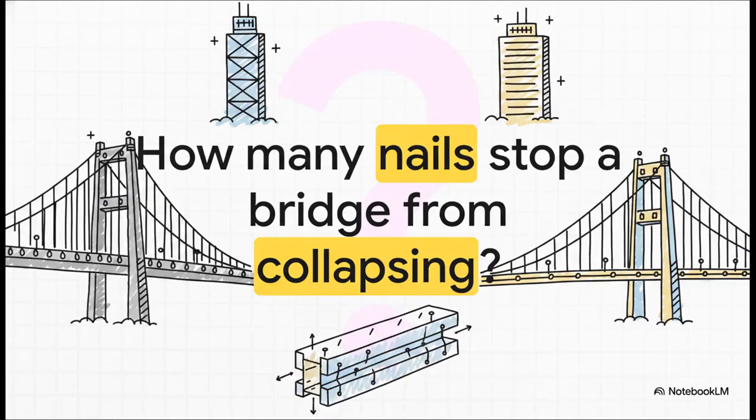Think about this for a sec. Have you ever driven over a massive suspension bridge, or maybe stood under the cavernous ceiling of a skyscraper, and just thought to yourself, how do engineers know exactly how many nails, or bolts, or welds it takes to stop this whole thing from just completely structurally failing? Well, the answer definitely isn't guesswork. It lies in the absolutely fascinating physics of how forces actually move through materials.